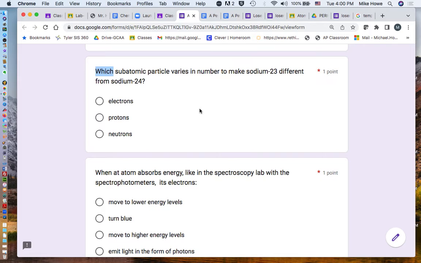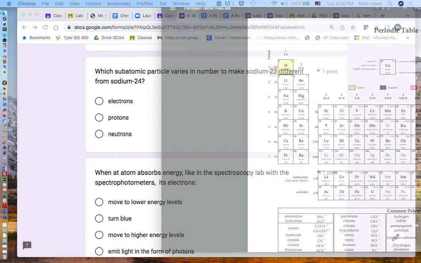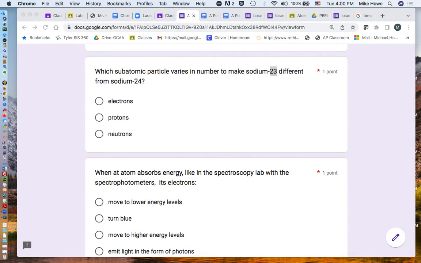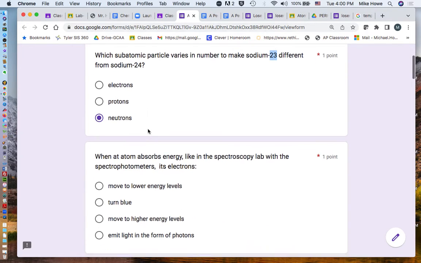So remember, mass is determined by protons and neutrons, and these numbers are the mass numbers. If you look at sodium on a regular periodic table, sodium is element number 11. You can see it right here. So protons are 11. The mass is different. Sodium-23 is different from sodium-24 by one neutron. So neutrons have mass, but they don't affect identity and they don't affect charge.